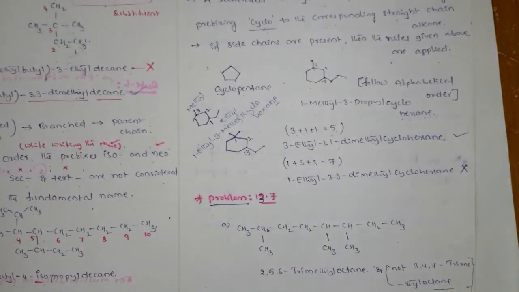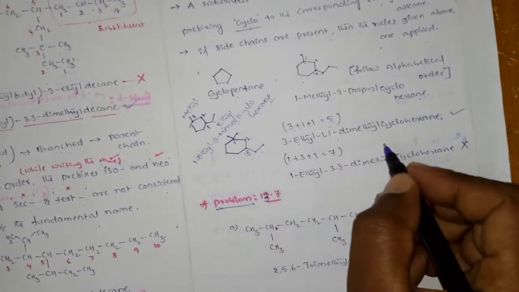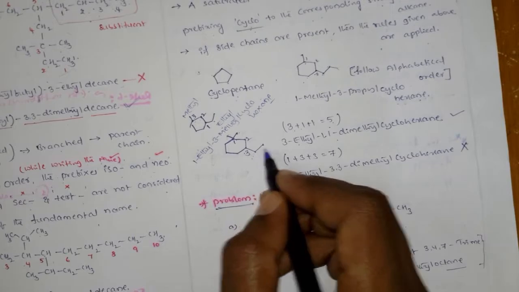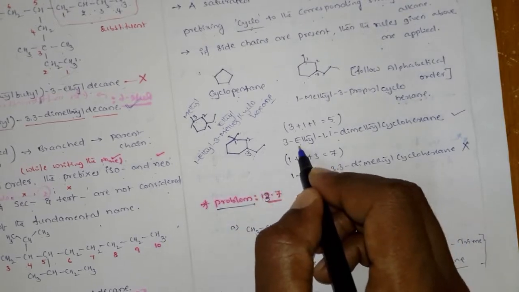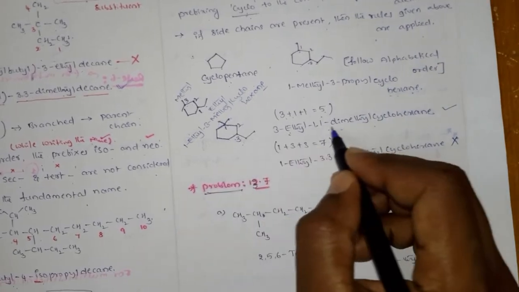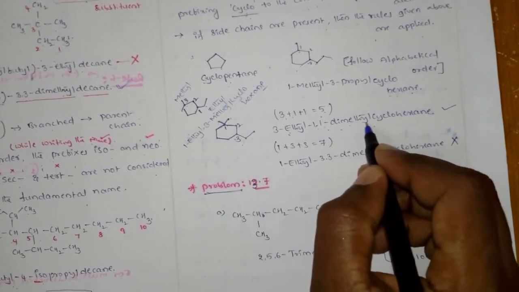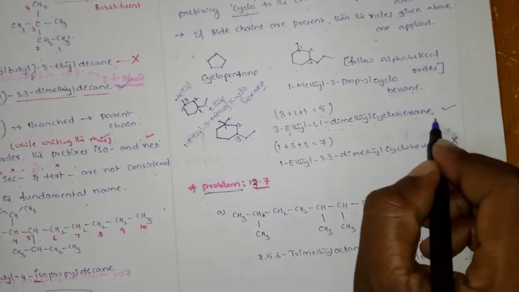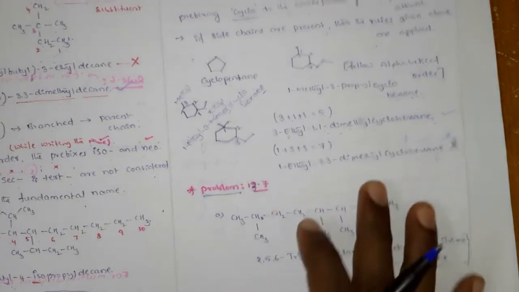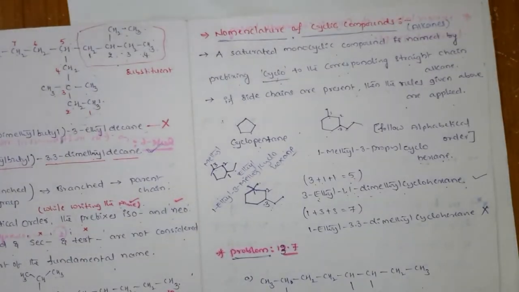And after giving the numbering, you have to follow the alphabetical order again while writing the name. So whatever the numbering, the ethyl will come first in the writing, then the methyls. How many methyls are there? 2. So 3-ethyl-1,1-dimethylcyclohexane. Okay, right. So this is all about the nomenclature of cyclic compounds. Of course there are plenty of examples, but this is enough for your level.